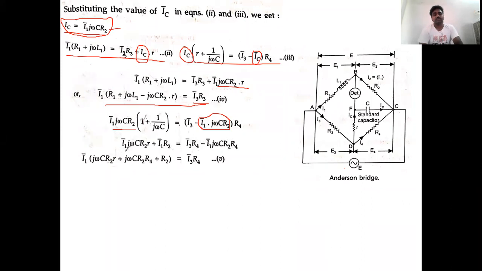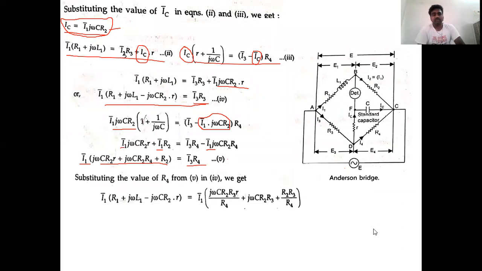Okay, so here in this expression we have to take the common terms, that is I1 is common in left hand side and in right hand side. Take the common expression, that is I1 into rest of the expression, that is j omega c into R2 into small r plus j omega c into R2 into R4 plus capital R2, that is equal to I3 into R4. So this is nothing but our fifth expression.